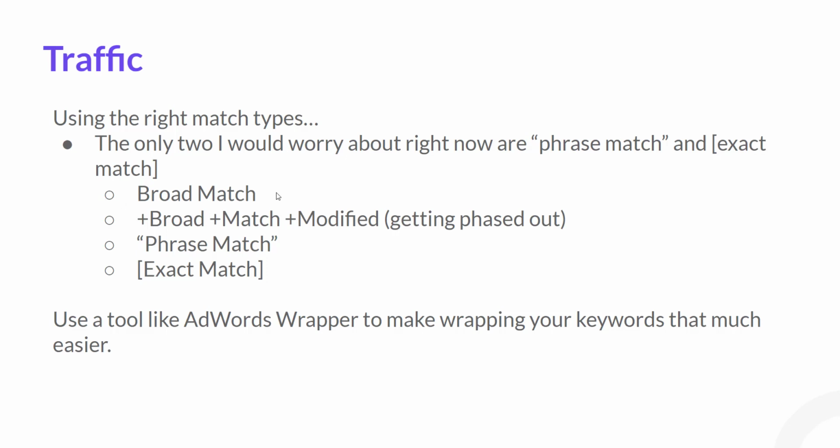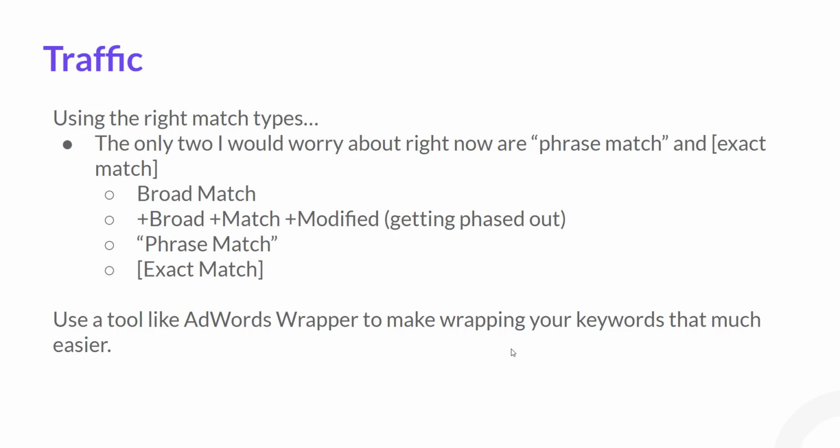And after we cover landing pages, we're actually going to take all those keywords, put them into the account, and you're going to see what I'm talking about as we build it out. But I wanted to cover that first before we actually get to that point. We're going to use a tool called Adwords Wrapper to make that much, much easier. But before we actually take those keywords and paste them into the campaign, we need to make sure that we get our landing pages set up.